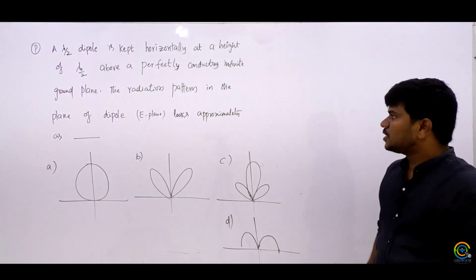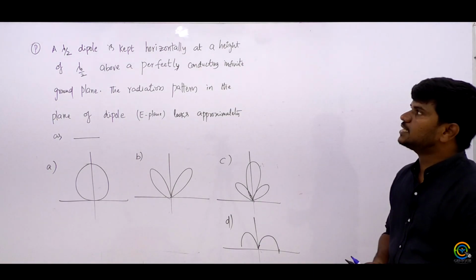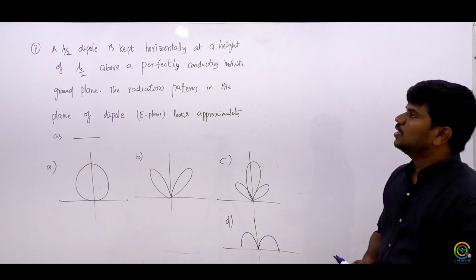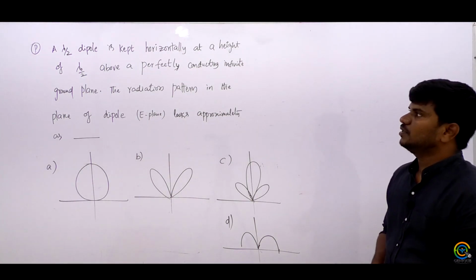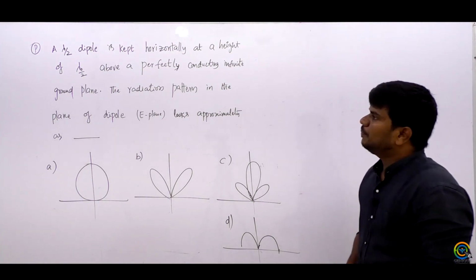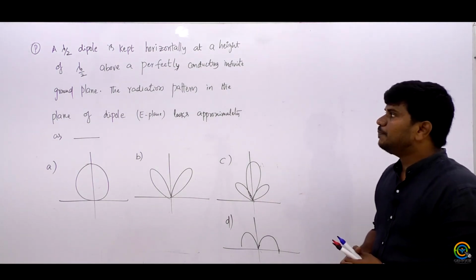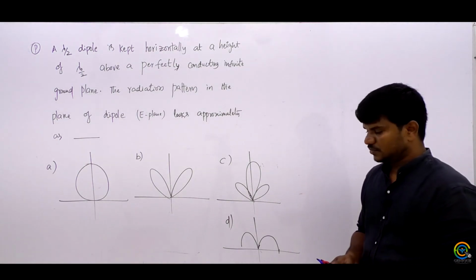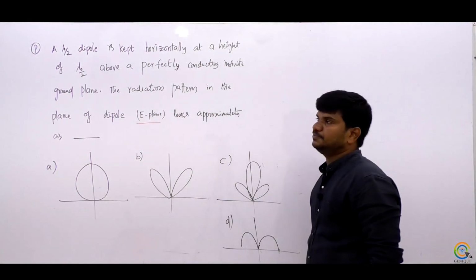It is a question asked in the GATE examination. A lambda by 2 dipole is kept horizontal at a height of lambda naught by 2 above a perfectly conducting infinite ground plane. The radiation pattern in the plane of the dipole, the E plane, looks approximately like which option? Here the E plane is nothing but it is placed vertically.